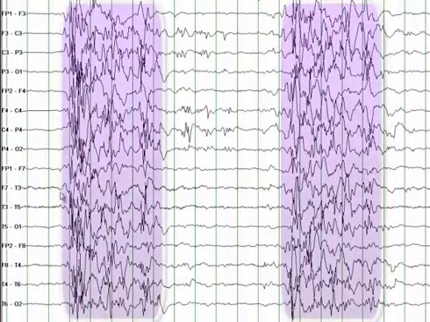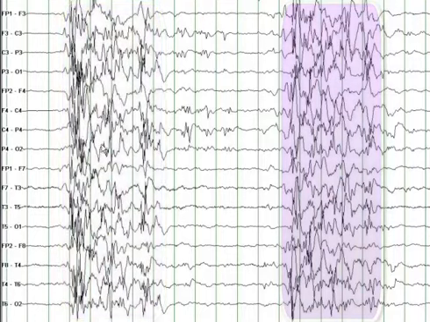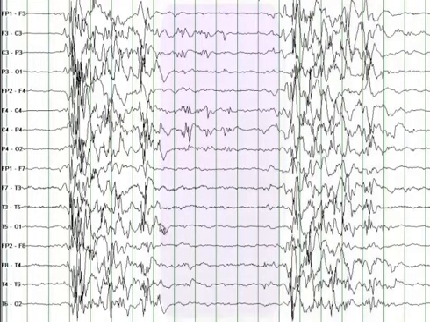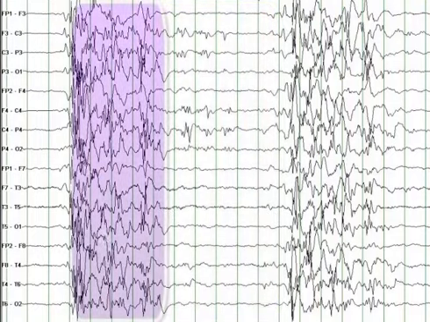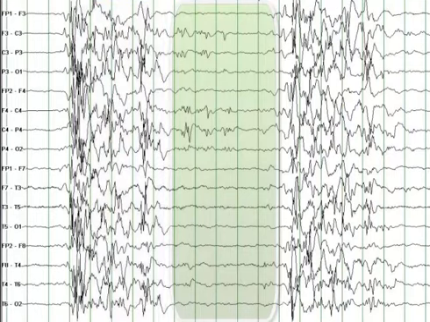You see these generalized bursts of delta and theta activity intermixed with sharp waves and spikes that last for approximately 4 seconds. And then you see a period that follows this generalized discharge with low amplitude suppressed activity that lasts for a duration of approximately 6 seconds. So this is a burst and this is suppression. This EEG pattern is called a burst suppression pattern.